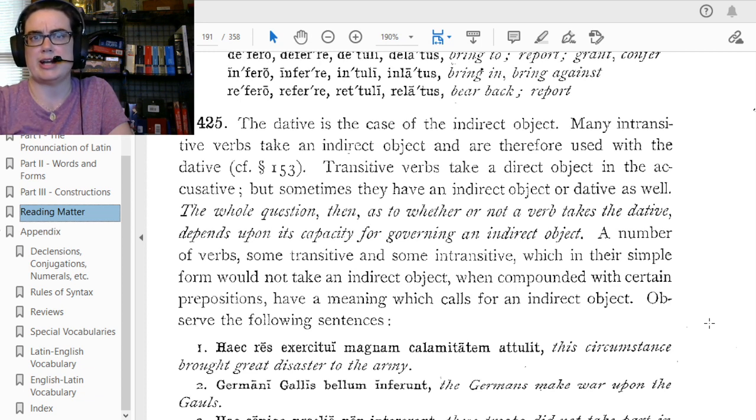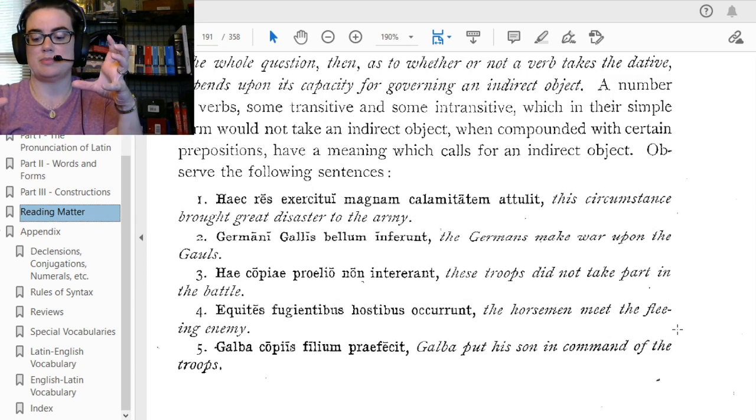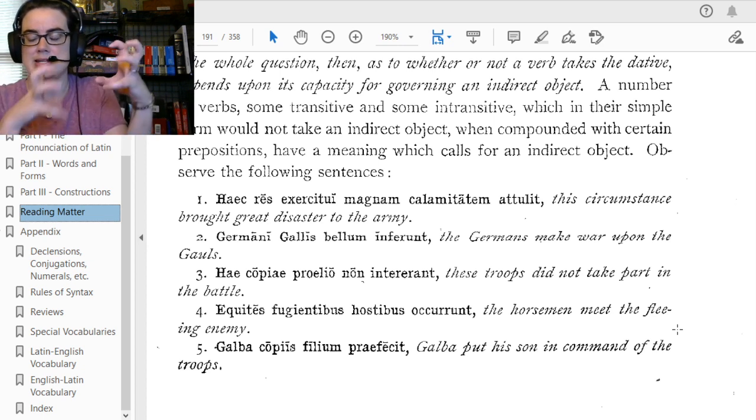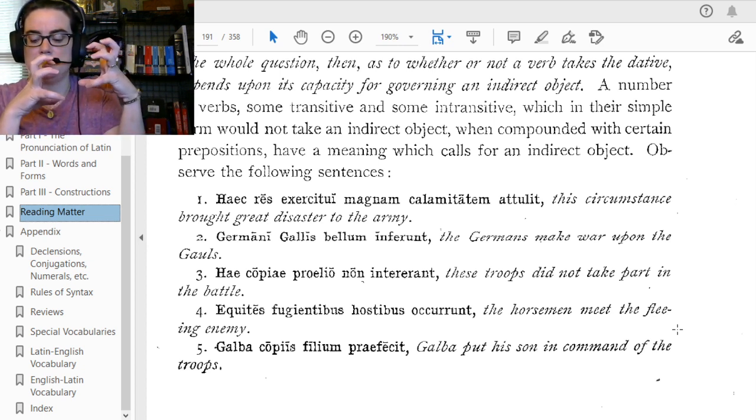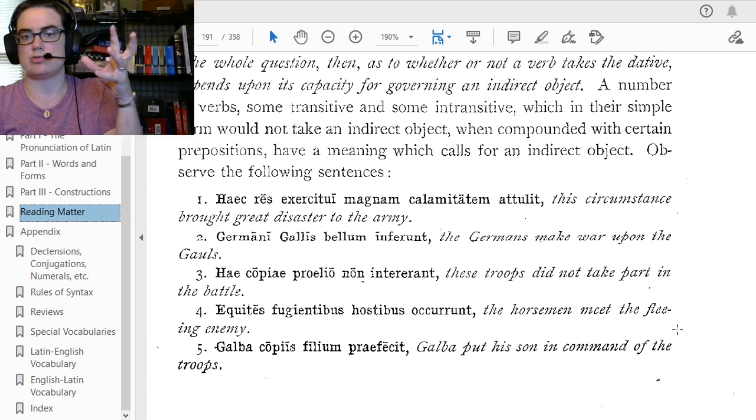A number of verbs in their simple form do not have an indirect object, but in compound, they need an indirect object. Oh, okay. It's just explaining why. So the basic rule is that verbs that are compound, so they have the base and then the prefix, those verbs, instead of taking an accusative direct object, sound like they're taking a dative direct object. And it's because of this complicated reasoning that he just explained.